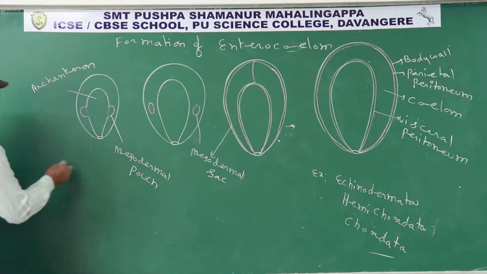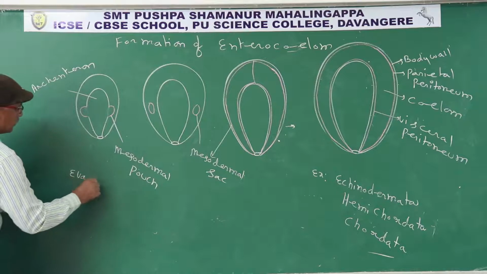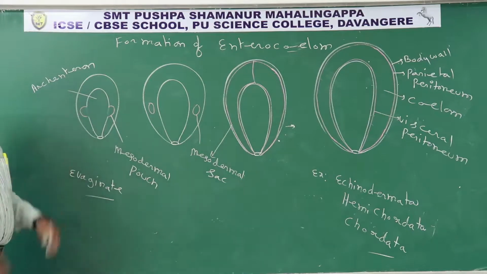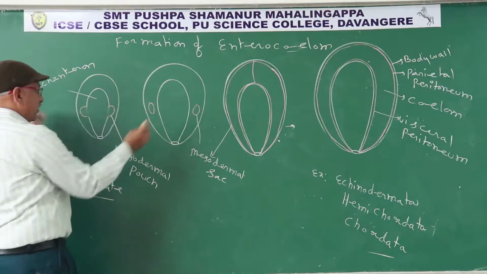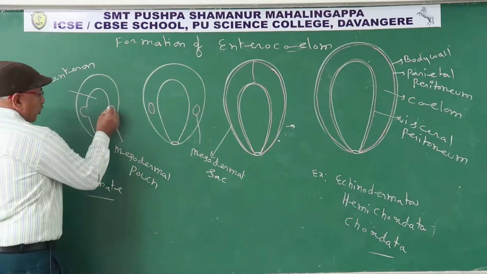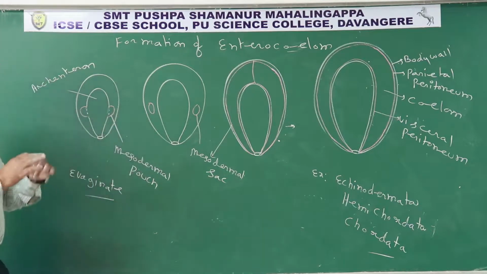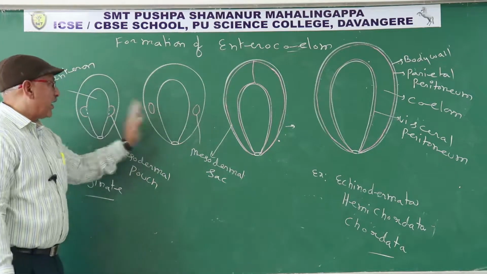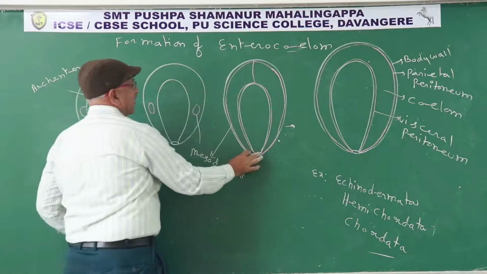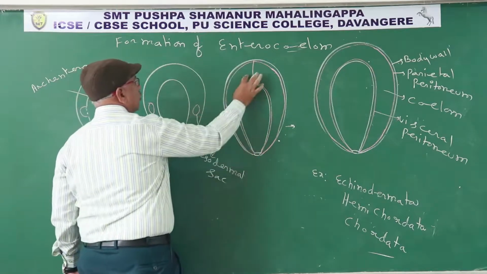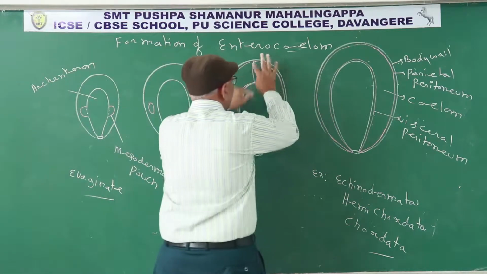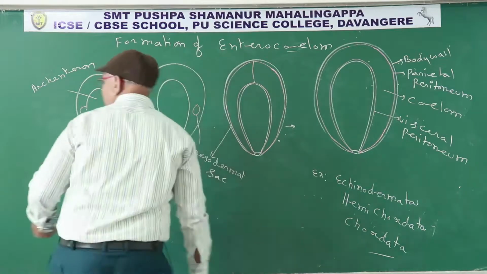Archenteron evaginates. What is evaginate? Evaginate means fold outwards. Archenteron evaginates. As a result, 2 mesodermal pouches are formed. Later, the 2 mesodermal pouches pinch off, separated from the archenteron. As a result, mesodermal sacs are formed. The 2 mesodermal sacs increase in size, till they are connected at the anterior end, later united.